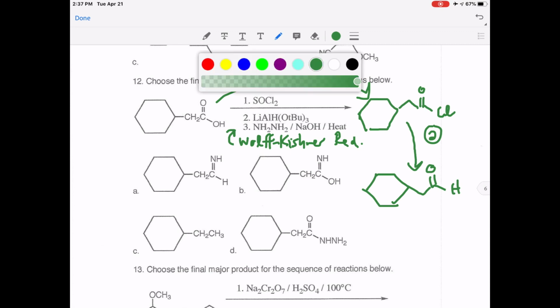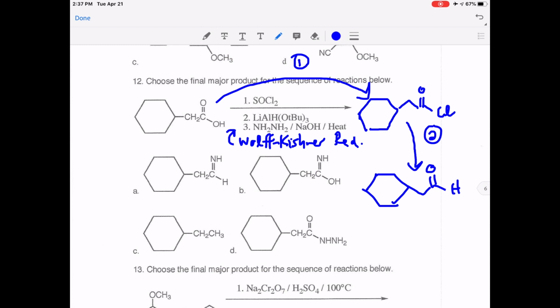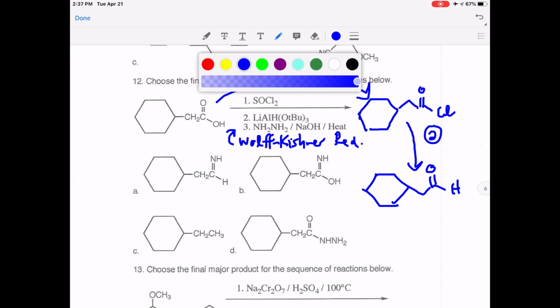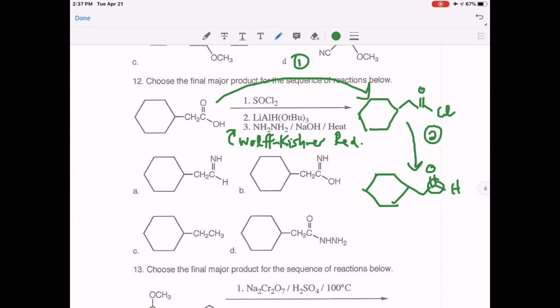So essentially, I'm talking about this carbon right here. When we apply the Wolff-Kishner reduction to this part of the reaction, we find that this oxygen leaves and we are essentially just left with an alkyl group. So that is actually C.